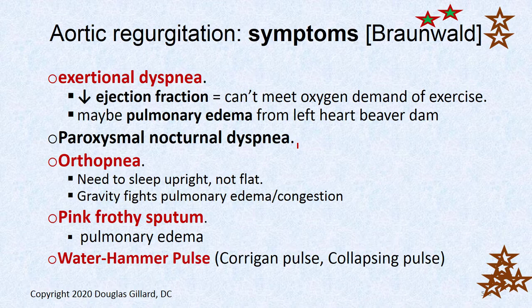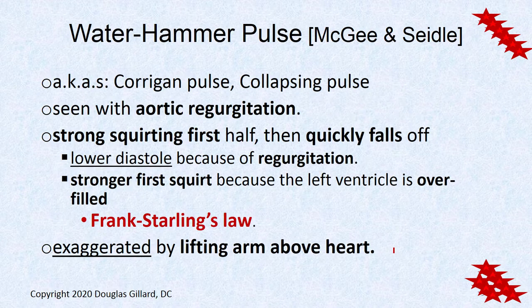Then you get something called a water hammer pulse. I forgot to put that in. I've always been meaning to put that in. It is not in Bates, but Seidel actually talks about it. So we need that. That's pretty high yield, right? I'd probably like to get that on a test. But there are some common AKAs, this Corrigan pulse, or a collapsing pulse. So let's talk about it a little bit.